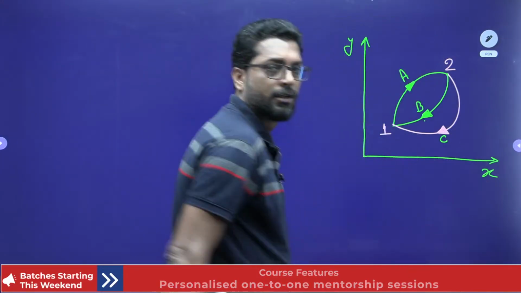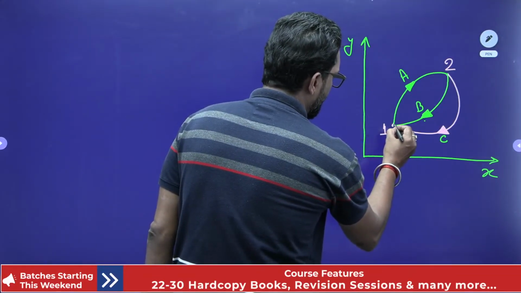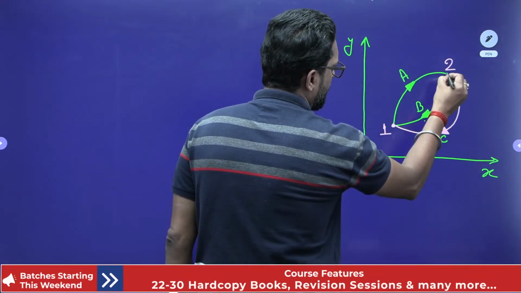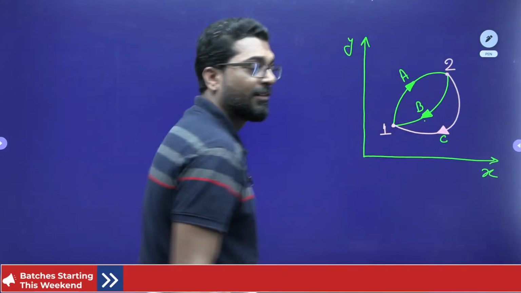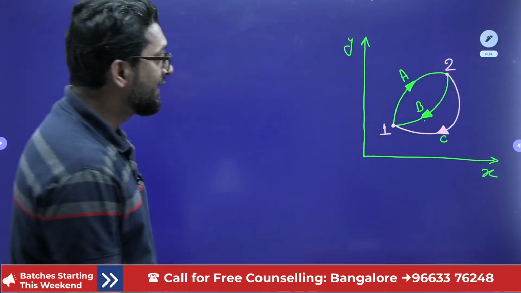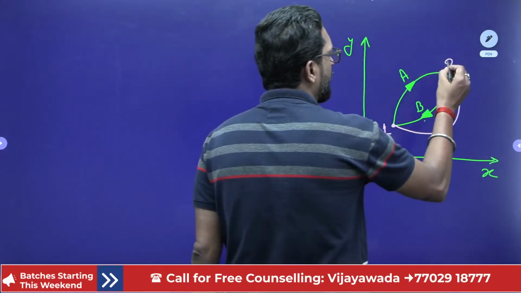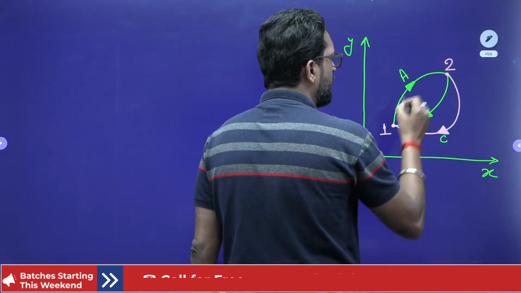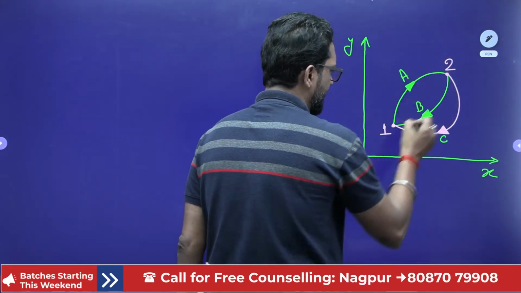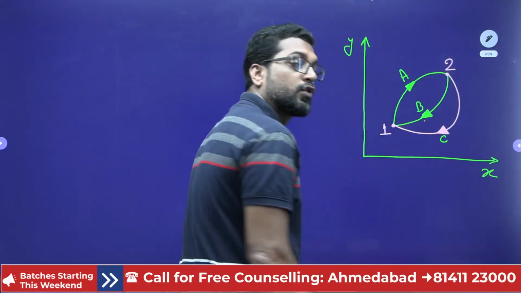Okay. This is the path C. That means, see my dear, this is the state point 1, this is the state point 2, and the state point 1 to 2 have three processes. And these three processes make two cycles. 1 to 2 via A plus B, there is one cycle. 1 to 2 via A plus C, there is a second cycle.